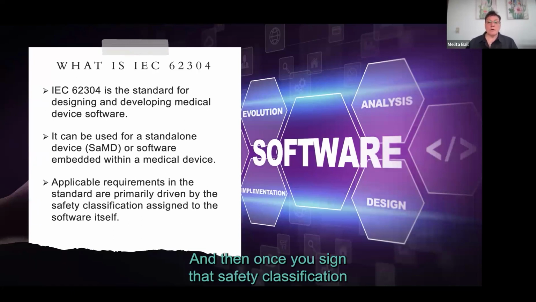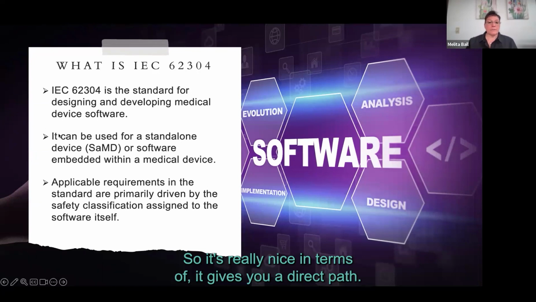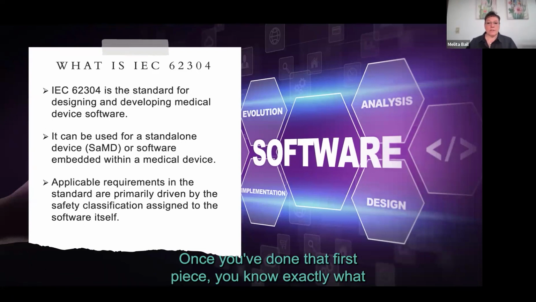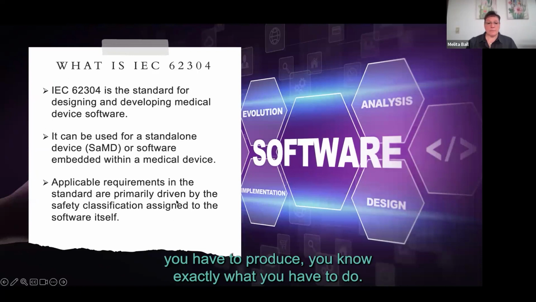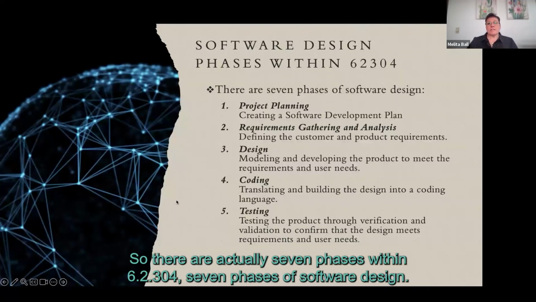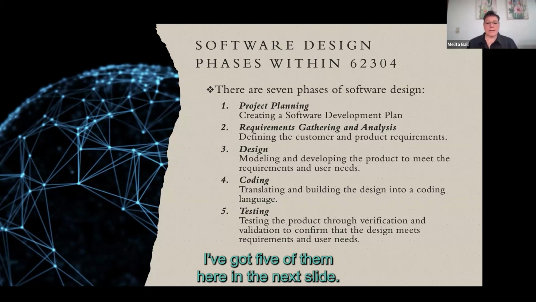And then once you assign that safety classification to the software, that drives all the requirements in the rest of the standard. So it's really nice in terms of it gives you a direct path. Once you've done that first piece, you know exactly what you have to produce, you know exactly what you have to do. So there are actually 7 phases within 62304, 7 phases of software design. I've got 5 of them here in the next slide.